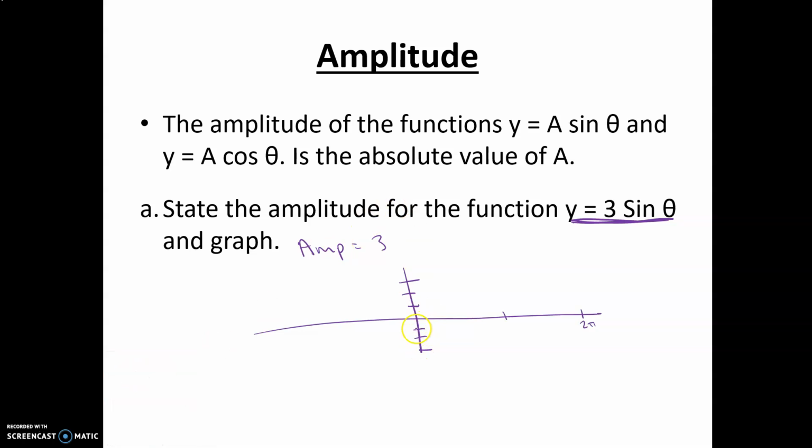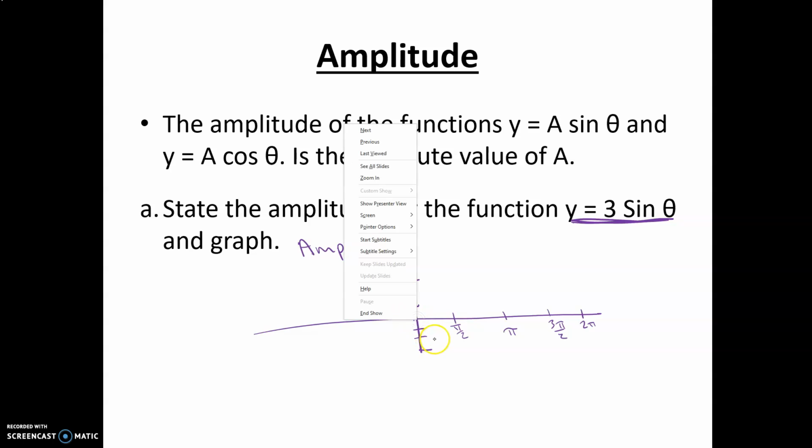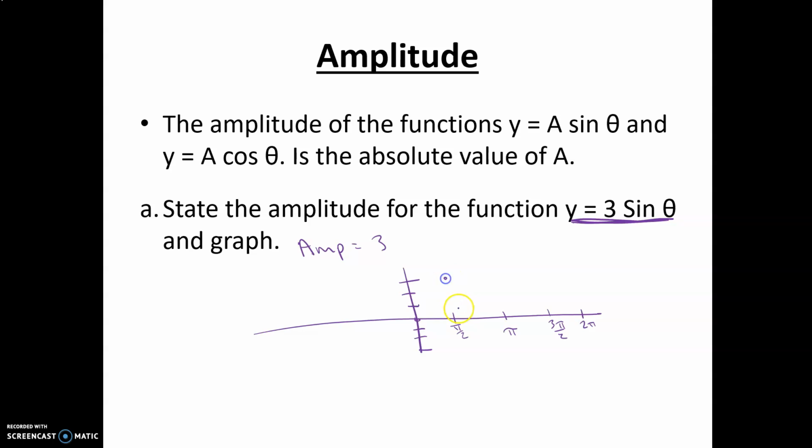There we go. From 0 to 2 pi, halfway is pi, halfway here is pi over 2, and 3 pi over 2. So we still have the same values. The only thing different is our amplitude, instead of being 1, is going to be 3. So we're sine, so we're 0, 0. Pi over 2 is normally 1, now it's going to be 3. Pi is still 0. 3 pi over 2 is normally negative 1, now it's going to be negative 3. And 0.